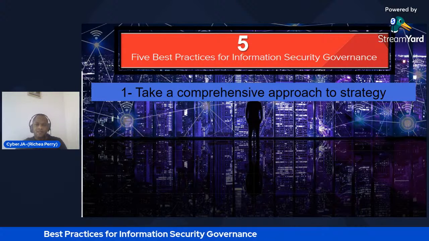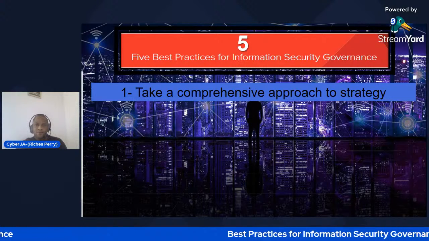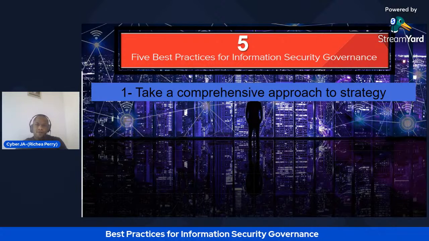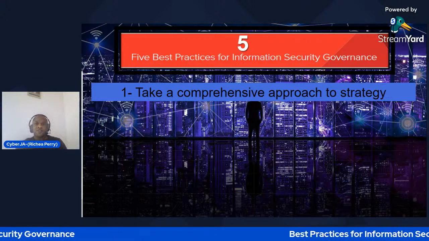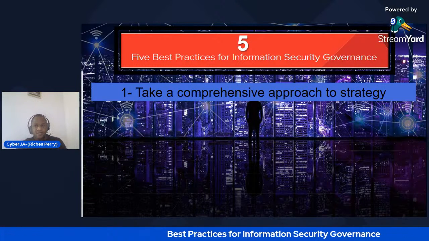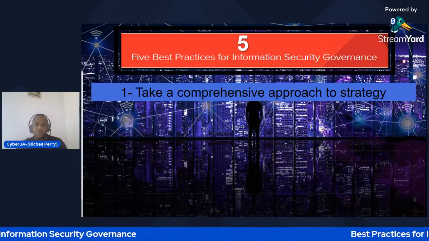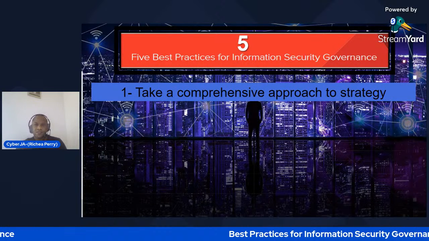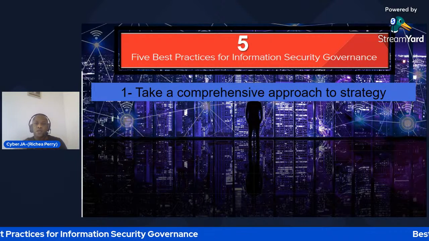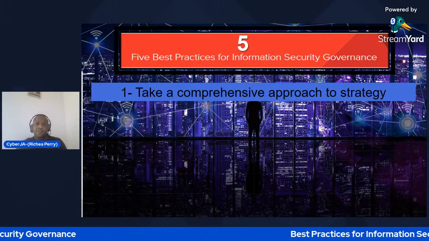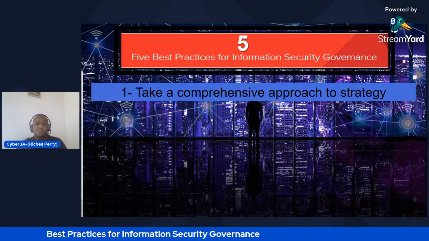And these are the top 5 best practices for information security governance. Now, the first is taking a holistic or comprehensive approach to the strategy. So, before implementing your information security governance, it's very important that you take a very unified view of how security has an impact on your organization. A company wide survey can help to scope out what data needs to be protected. And this can also help to get early buy-in from stakeholders within the organization.